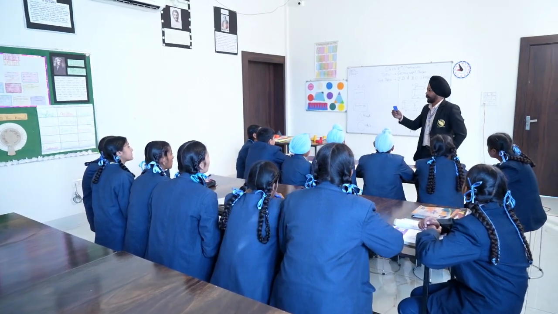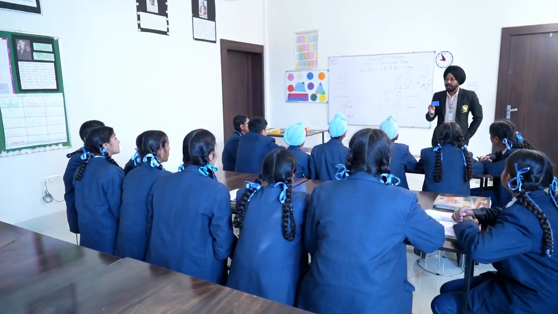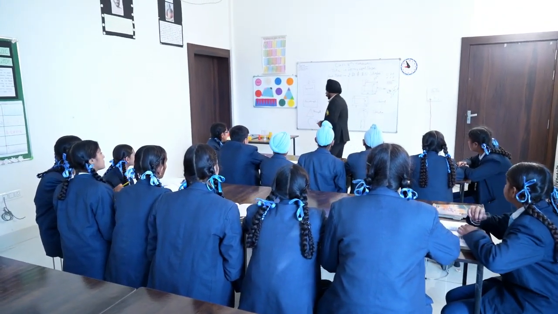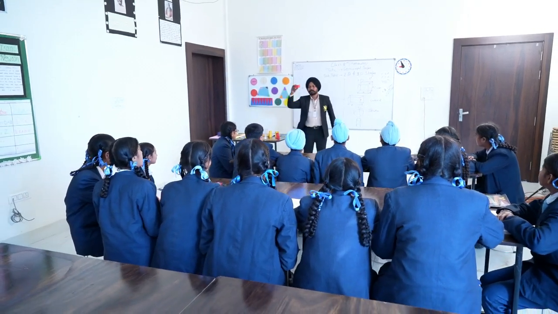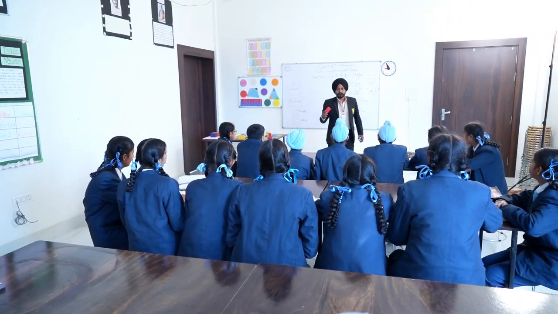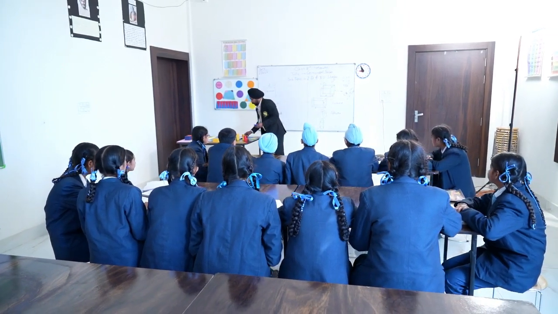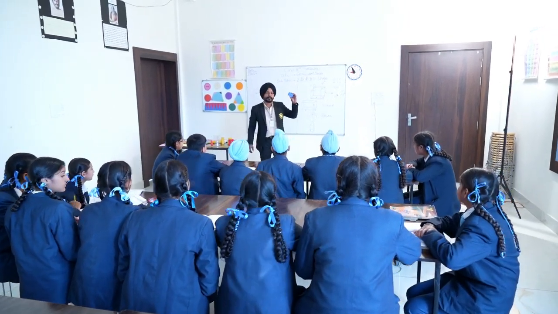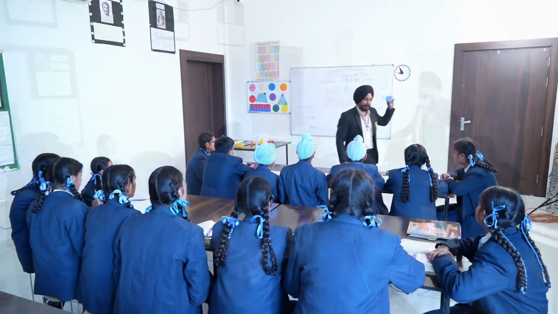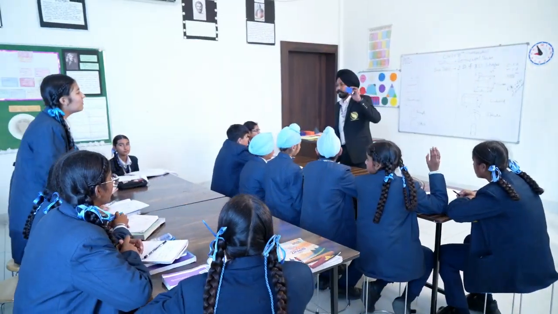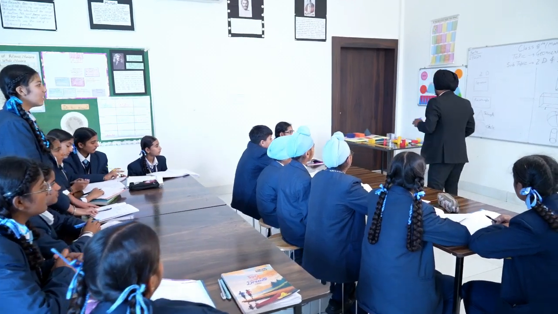So we call it a rectangle in 2D, and if we convert it into 3D, then it becomes a cuboid. So we have different features of 2D and 3D. Firstly, we will find the area of this figure. What will be the area of this figure? Yes, length multiplied by breadth.